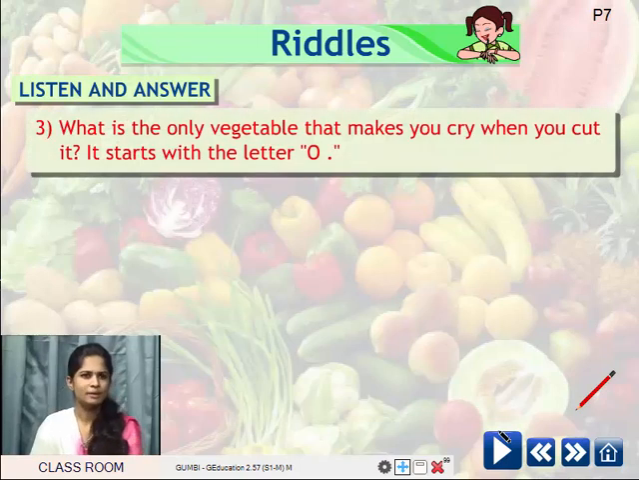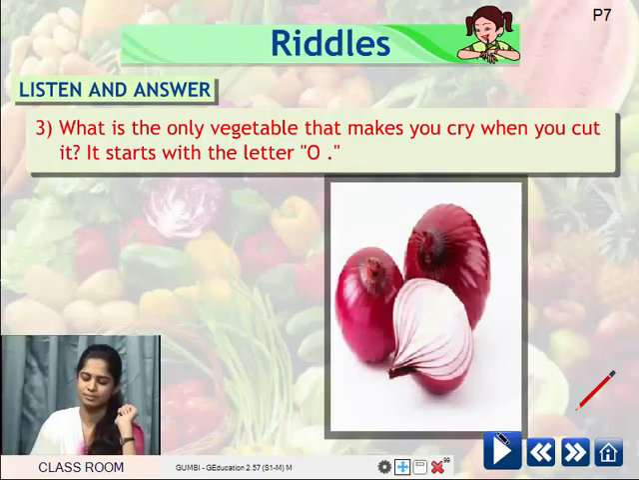Okay. What is the only vegetable that makes you cry when you cut it? It starts with the letter O. Yes, very good, students. It's onion. So, onion is the only vegetable that makes us cry when we cut it.